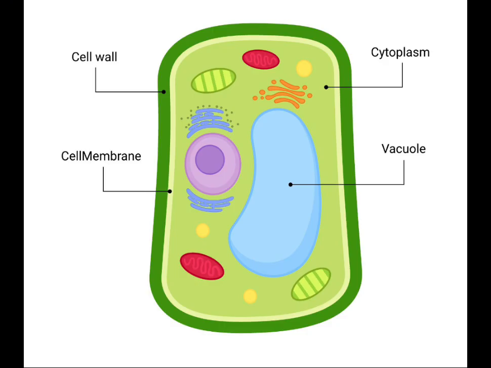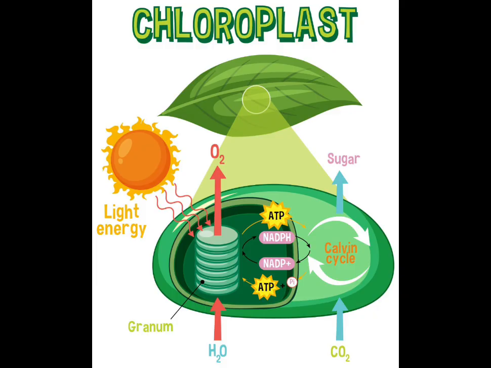Plant cells possess a unique structure called the cell wall, which lies outside the cell membrane. The cell wall is made mainly of cellulose and provides strength, support, and protection. It helps maintain the shape of the plant cell and prevents it from bursting when water enters.